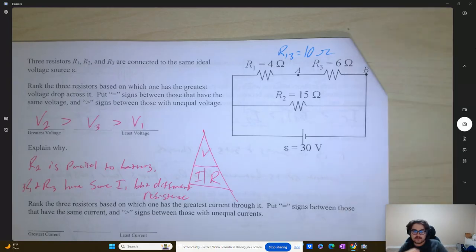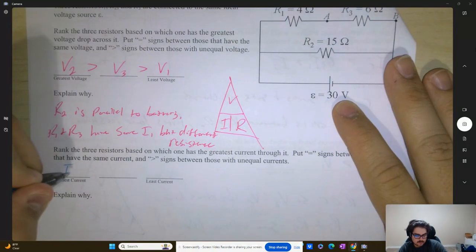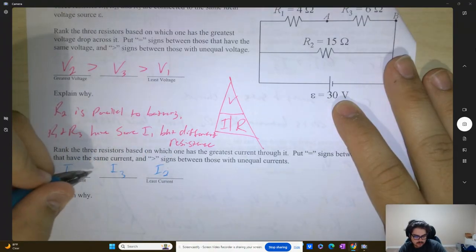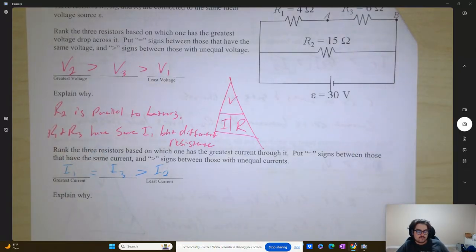10 ohms, 15 ohms. The current is going to gravitate more towards the lower resistance, so it's going to gravitate more towards 1 and 3, and 1 and 3 share the same current. So this would be I1, I3, and then by a process of elimination, I2. These two are equal to each other, and then I1 and I3 would be greater than I2.